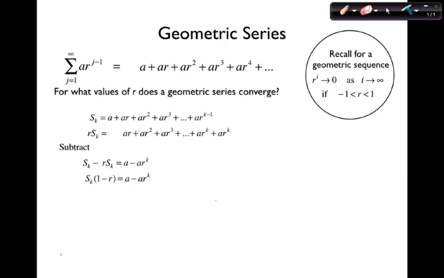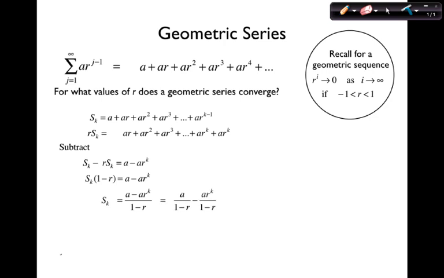I'm going to factor out my kth partial sum. So the kth partial sum times 1 minus R is A minus AR to the K. I'm going to divide by 1 minus R. So here's a way to express the kth partial sum. The kth partial sum for a geometric series can be expressed as A minus AR to the K over 1 minus R. And that's just by following through the algebra.